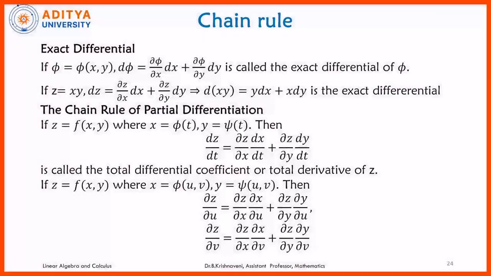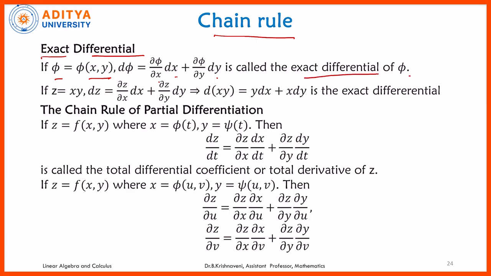Now next is about the chain rule. In this we will learn about chain rule and total derivative. So first let's start with exact differential. If we consider the function phi of x, y, dφ is equal to ∂φ/∂x into dx plus ∂φ/∂y into dy. We call this the exact differential of phi.